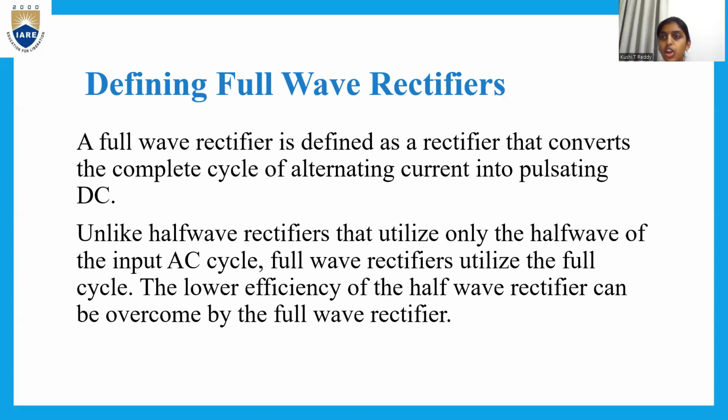Generally, as you all know, in a half wave rectifier we only use half cycles, that is only positive cycles are considered and negative cycles are not considered. Whereas in a full wave rectifier it is not like that. You are going to consider both positive half cycles as well as negative half cycles. In this way you will overcome the low efficiency. Half wave rectifiers are generally very low efficient, so to overcome that problem we use full wave rectifiers.